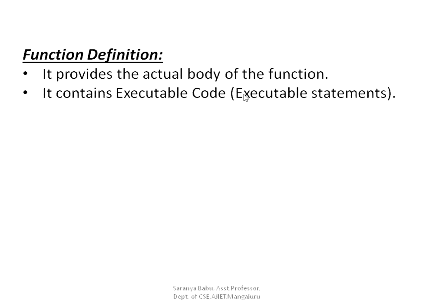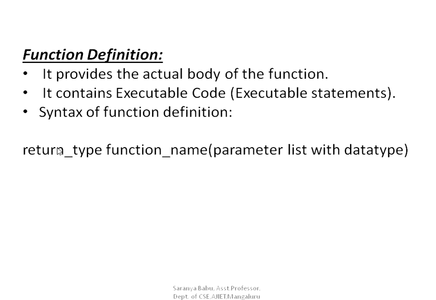So it contains executable code. Also it is called executable statements. So the syntax of this function definition is, first the return type, function name, parameter list with data type. See here, there is no semicolon. Understood? The syntax of function definition is the same way we declared the function: return type, function name, parameter list with data type.